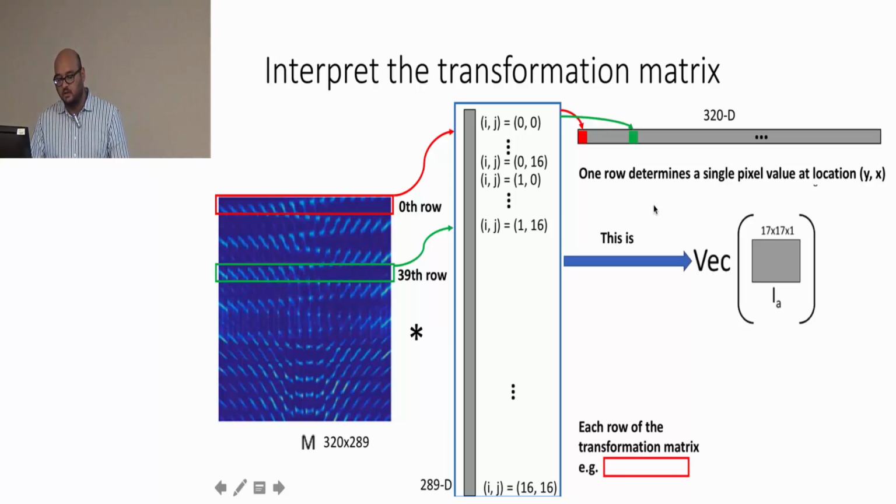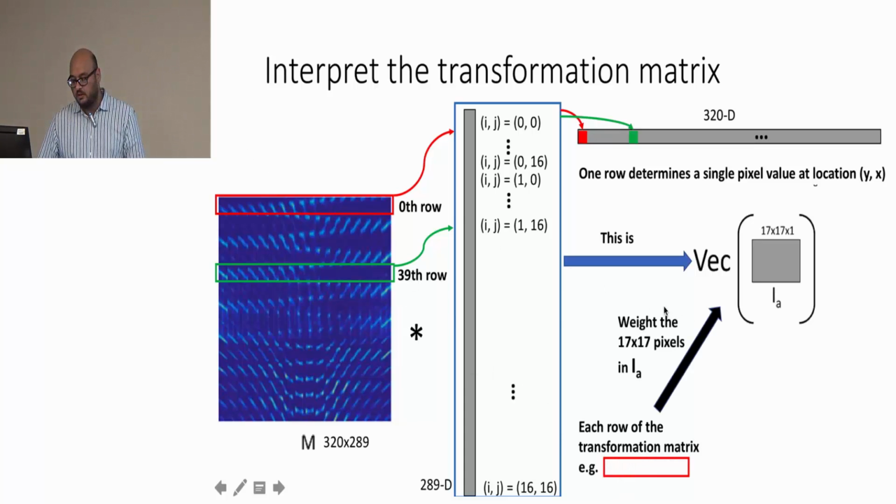So this is what is happening. This is our areal segmentation. This is one of the rows of the transformation matrix, and after this multiplication, we get one pixel in the rightful position.